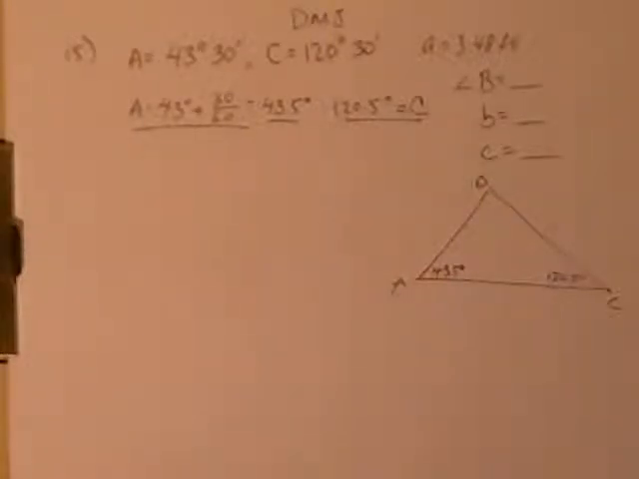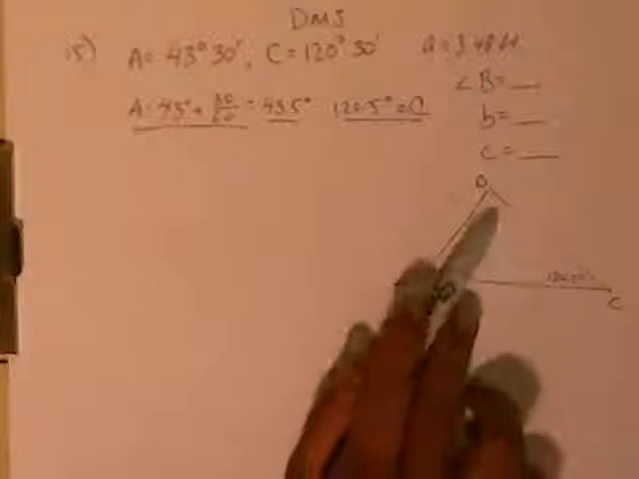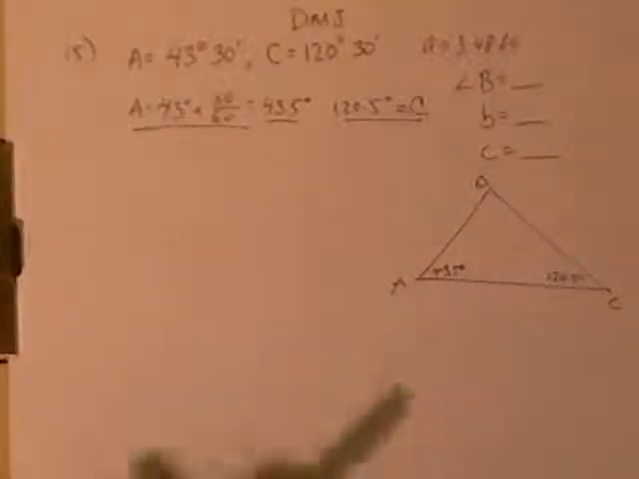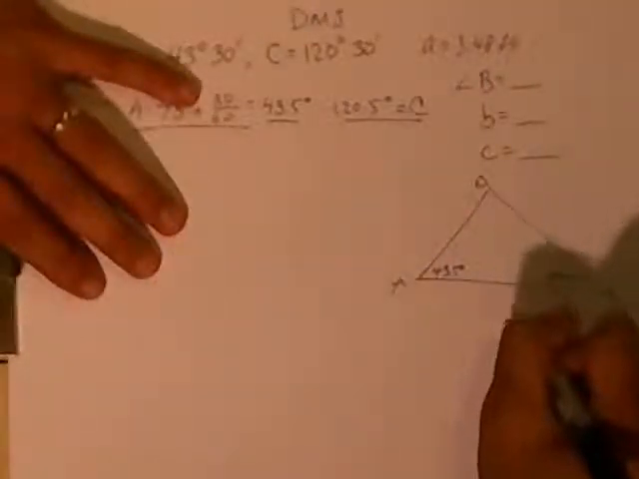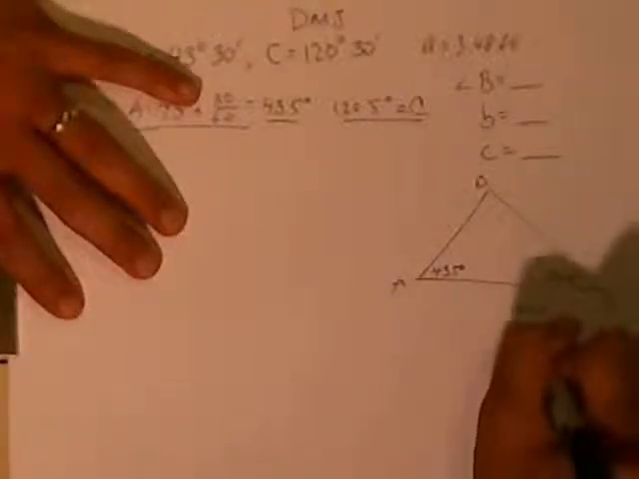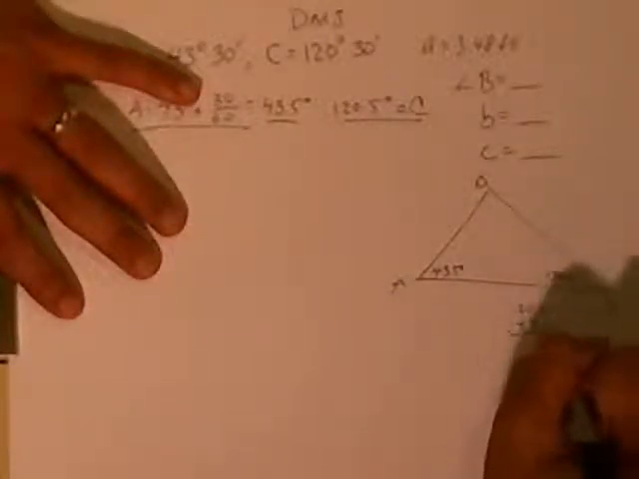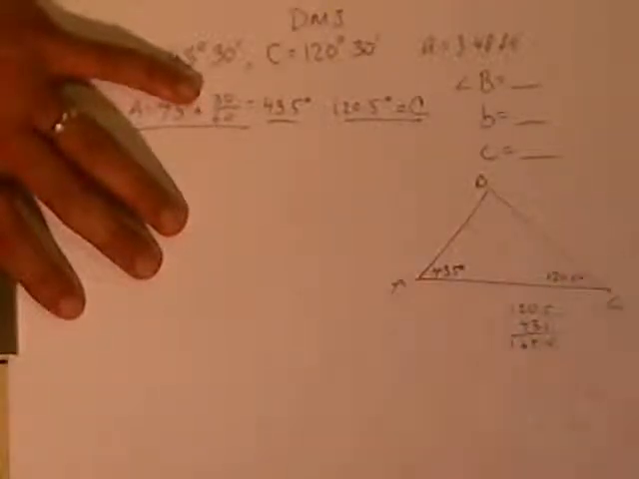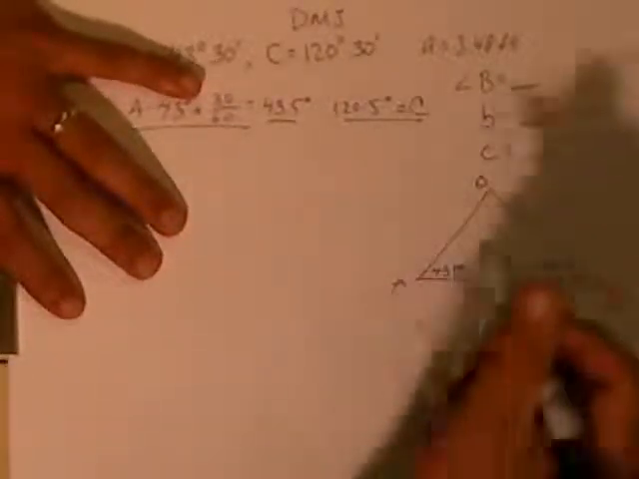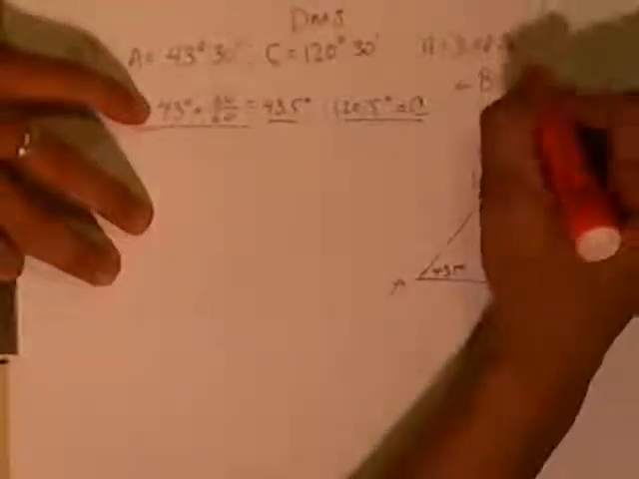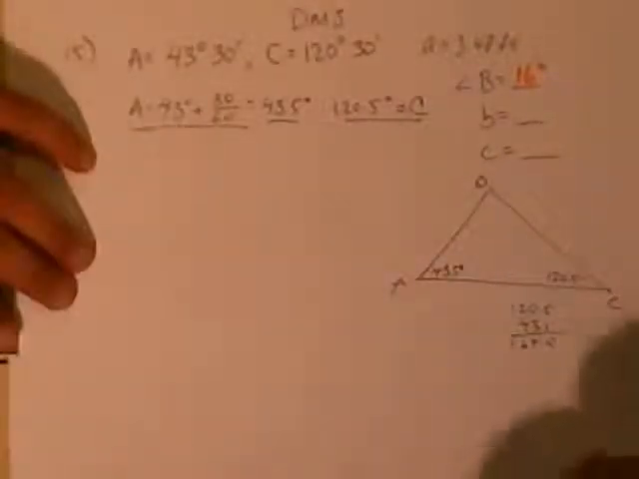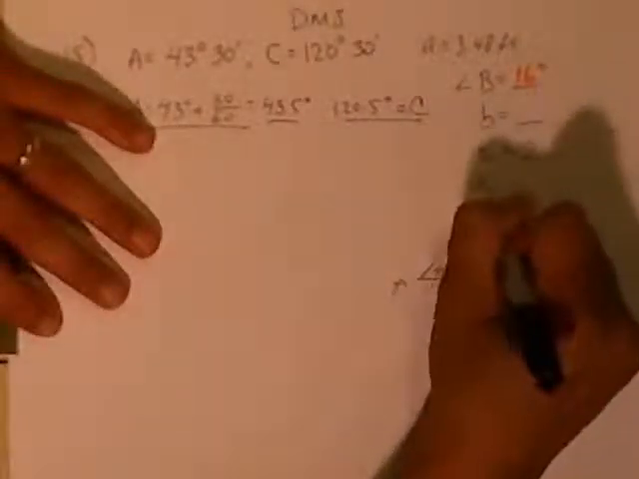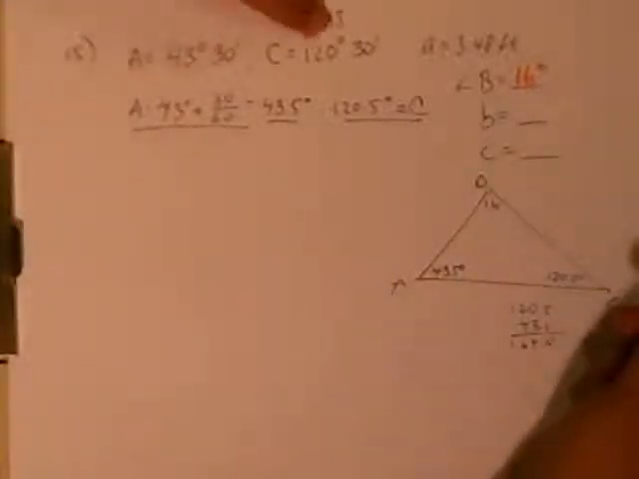That looks like a really small number. This is so big. This is going to be significantly small. Let's just do this by hand. 120.5 plus 43.5, that's going to be 164. Yeah, that's going to be about right. So angle B is 180 minus that, which is 16 degrees. There it is. And then we'll write it in right there. 16.